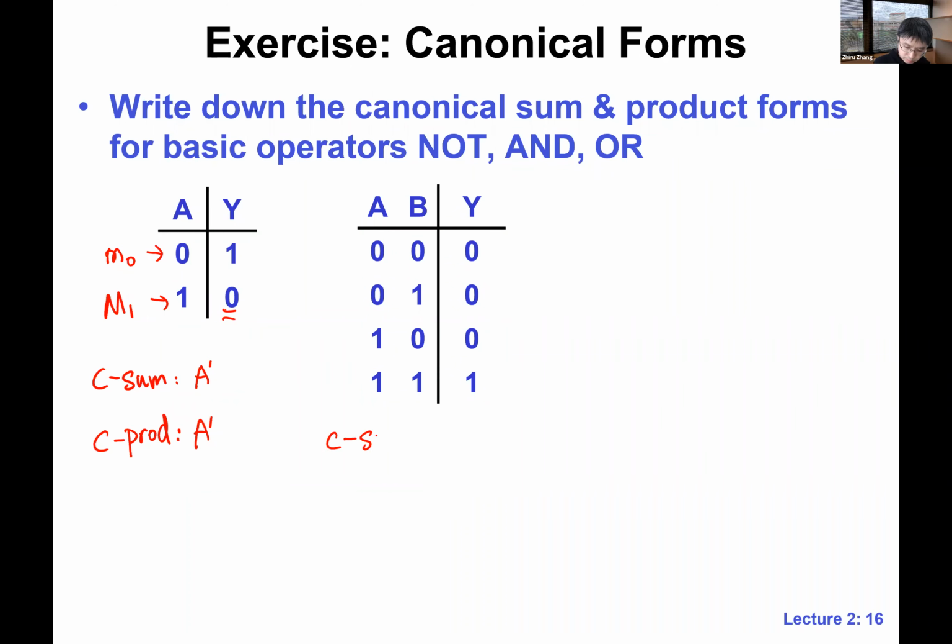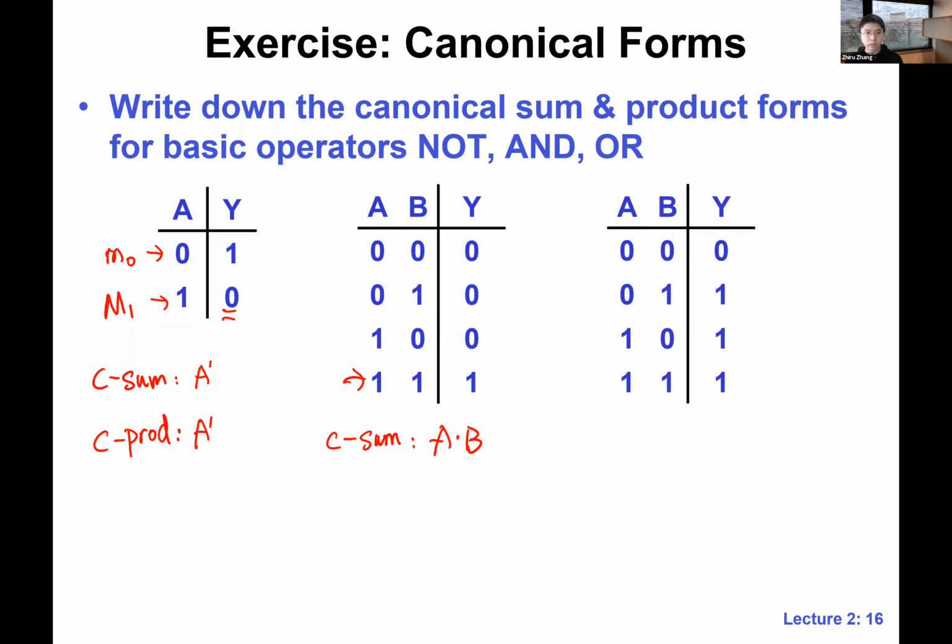The canonical sum is min terms. How many do we have in the onset? Just 1, one row: A and B. Okay, let's move on.